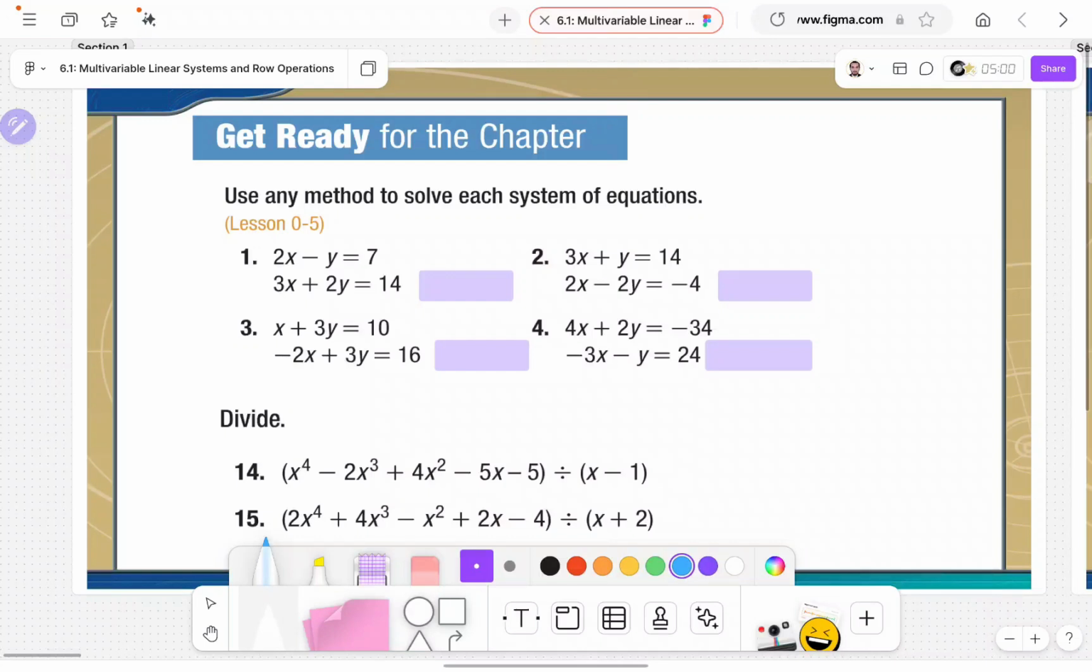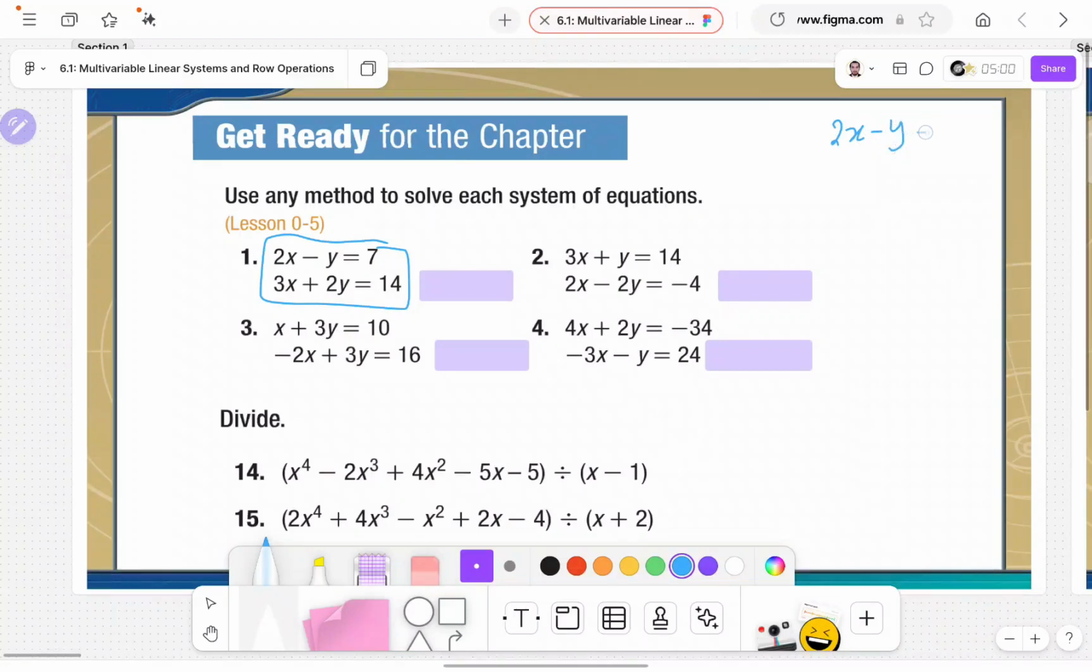Now, as you can see here, we have some Get Ready for the Chapter. So this is a linear system of equations. Do you remember how to solve a system of equations of two functions? I think we have multiple ways to solve it. One way is the elimination way. Elimination way, for example, let's write it here.